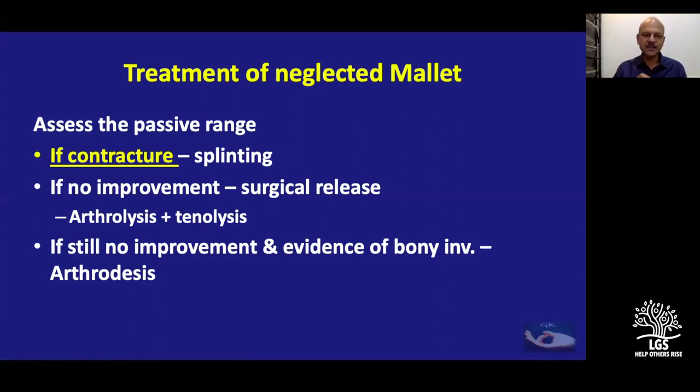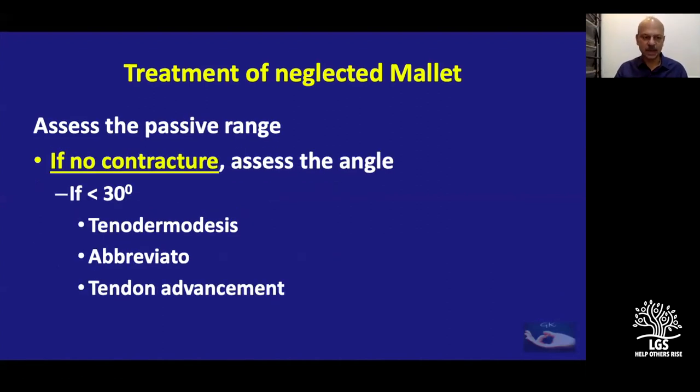So this is if there is a contracture. If after release the passive range becomes full, we need to assess the angle. If the angle is less than 30 degrees, we can do three different types of surgery: tenodermodesis, the abbreviato procedure, or the tendon advancement procedure.